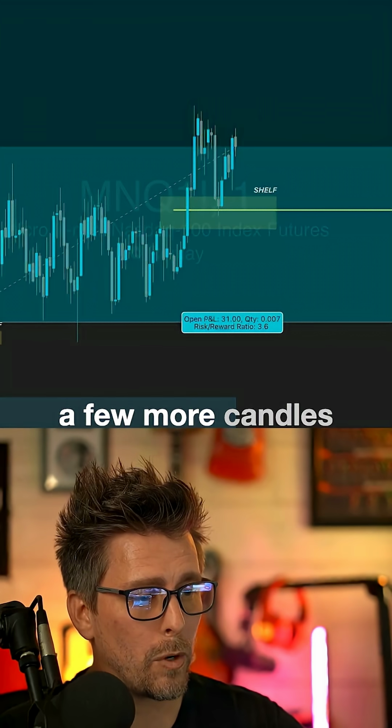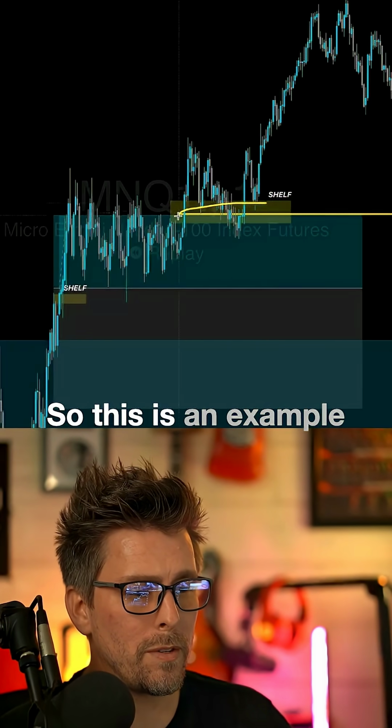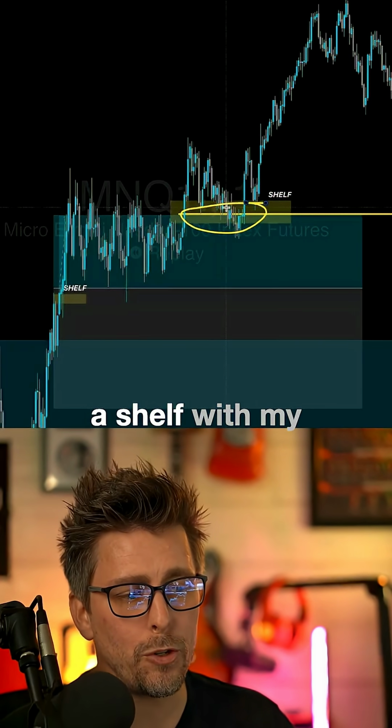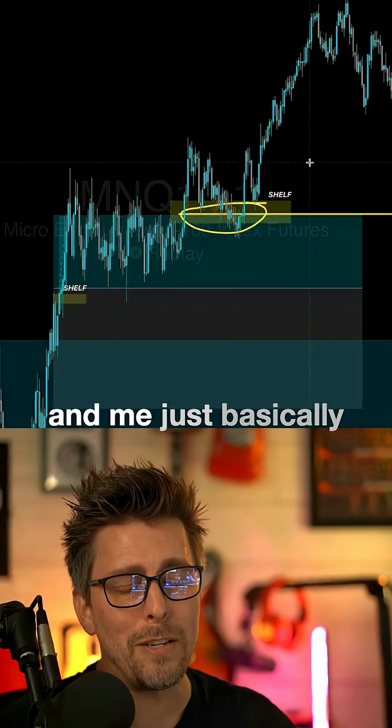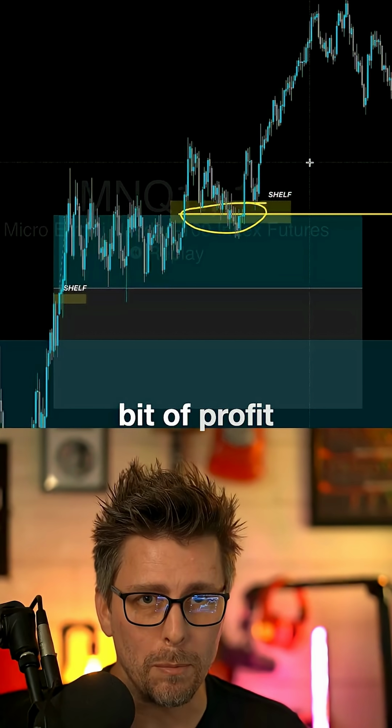Let's play out a few more candles and see what price does. So this is an example of price retesting a shelf with my stop loss in it and me just basically making a little bit of profit on this trade.